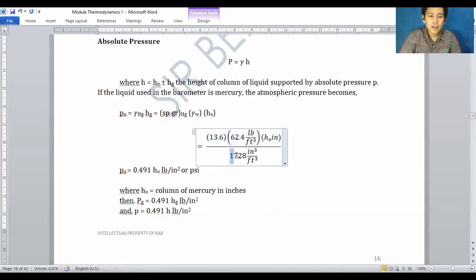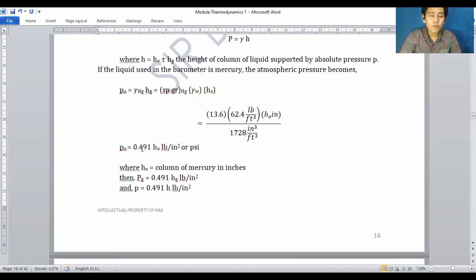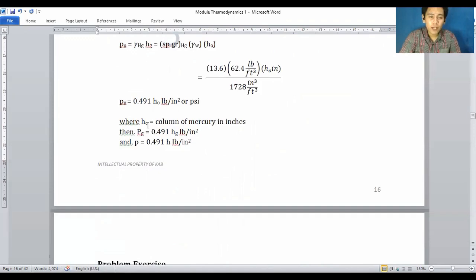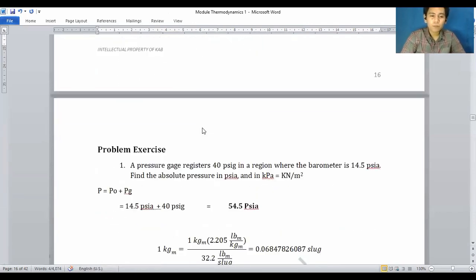Now, where did we get 1728 cubic inches over cubic feet? It is also a conversion. 12 inches is equal to 1 foot. Therefore, 12 inches cubed is equal to 1 foot cubed. So 12 cubed is equal to 1728. Therefore, its absolute pressure is 0.491 times its height, in pounds per square inch, or PSI. And where H equals the column of mercury in inches, Pg equals 0.491 Hg, and P equals 0.491 H. This is the formula in getting the atmospheric and the absolute pressure.